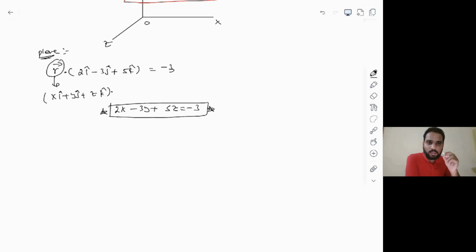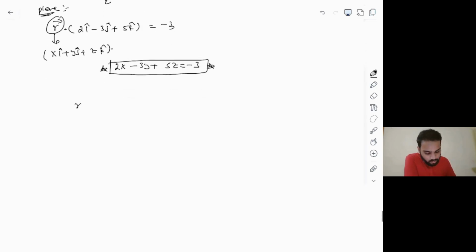Simply put that r bar as xi plus yj plus zk and then do the dot product, and the result is going to be your equation of the plane. Or, very directly, you can say the coefficients of i, j, k on the left hand side are nothing but the coefficients of x, y, z in the general equation of the plane.